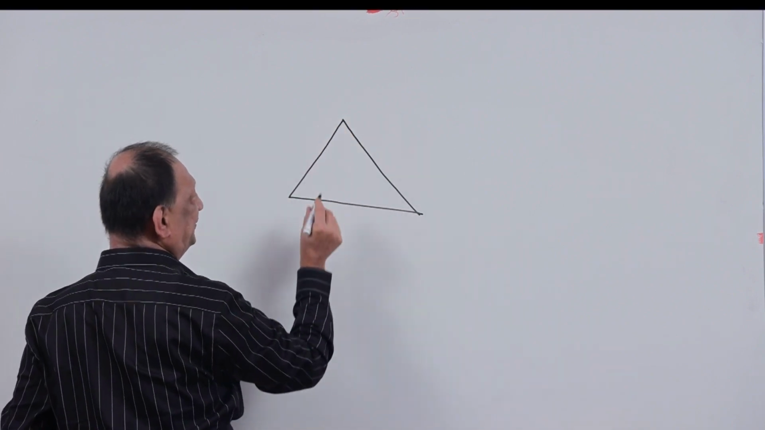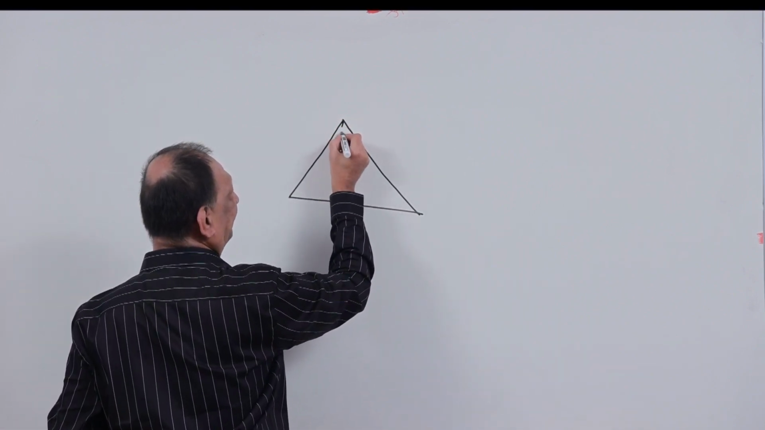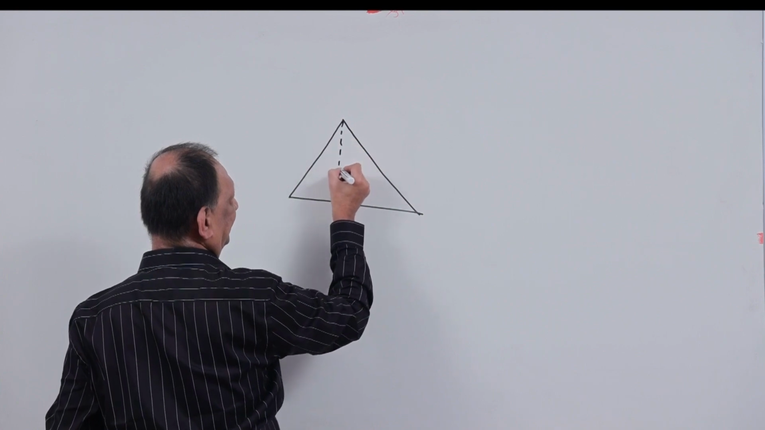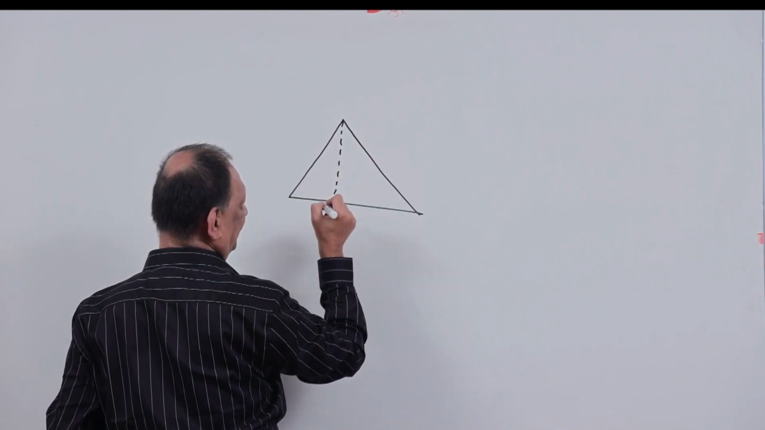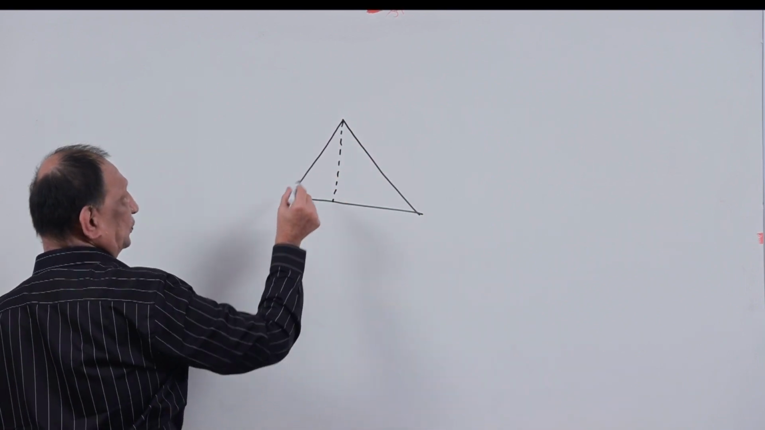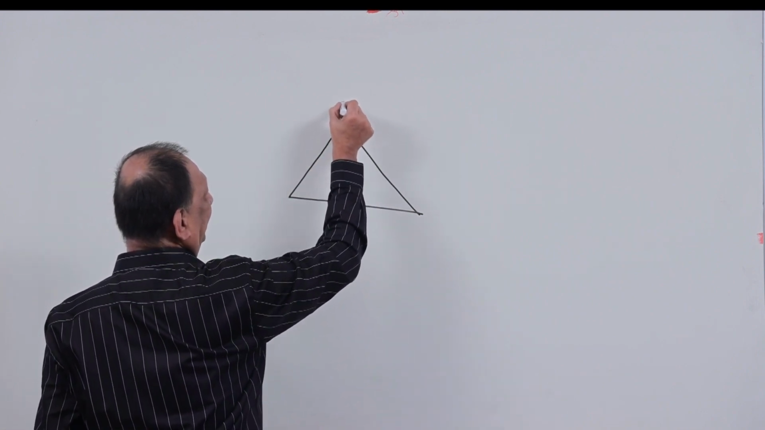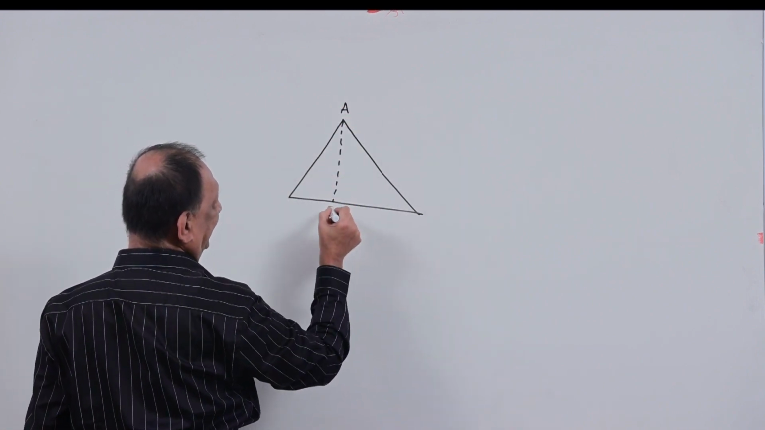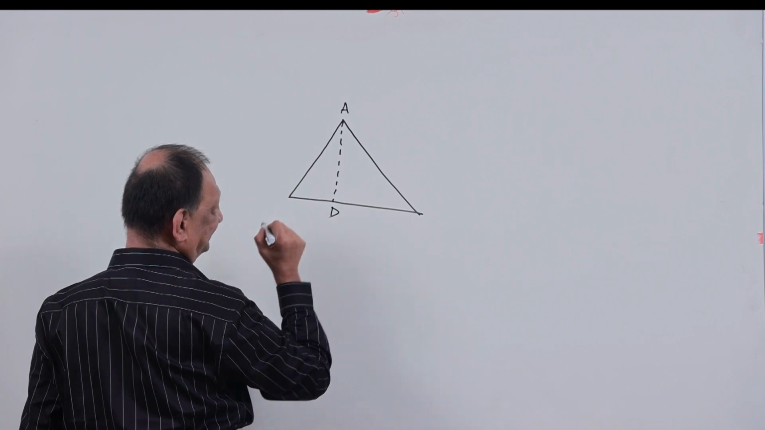So you've got a triangle ABC. An altitude is the perpendicular from the vertex to the base. It is known as an altitude. So from A, for example, I have dropped the altitude AD.